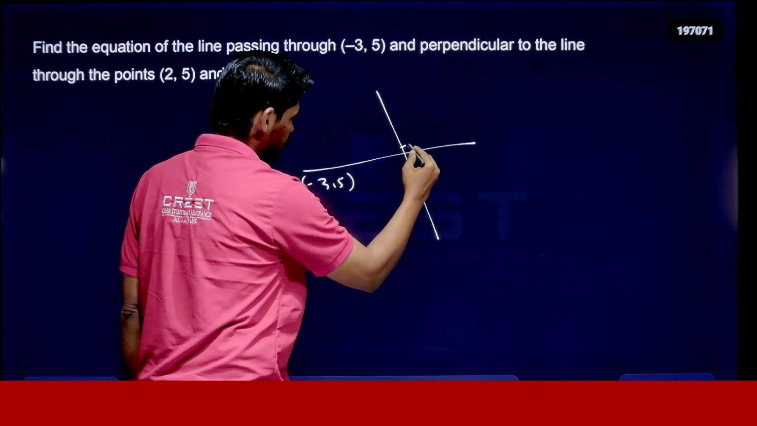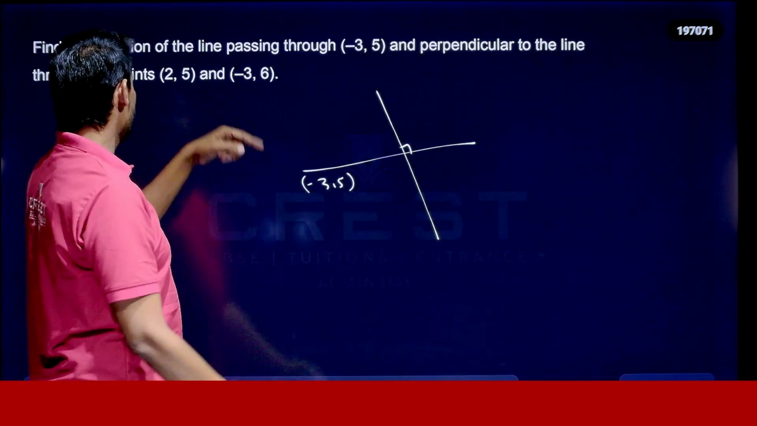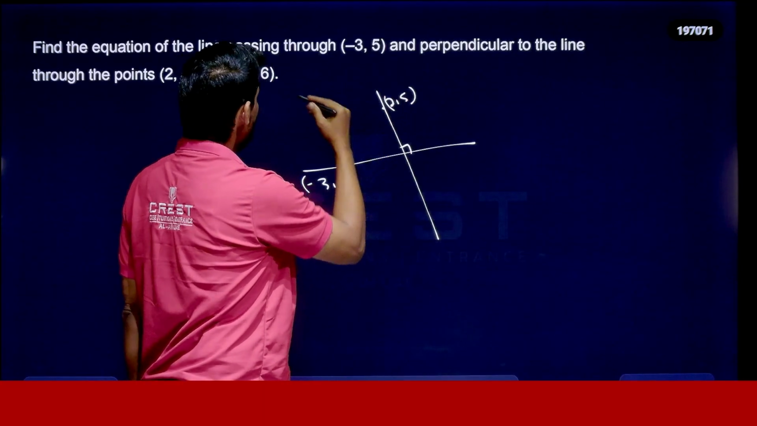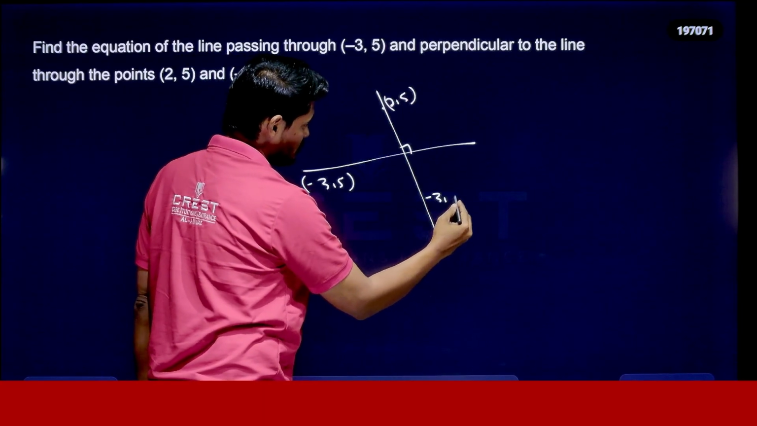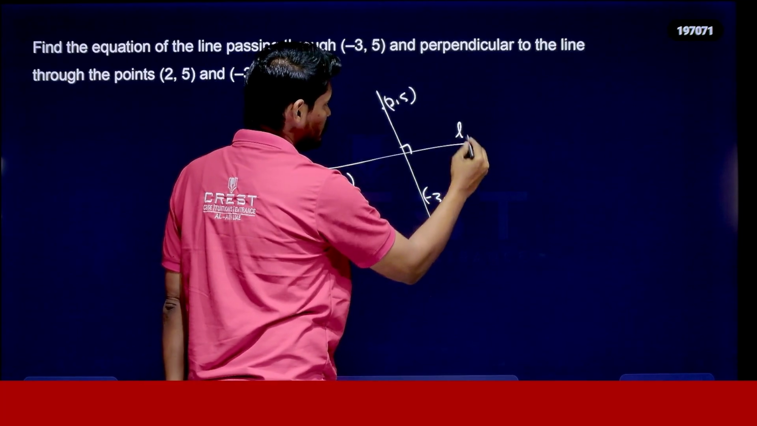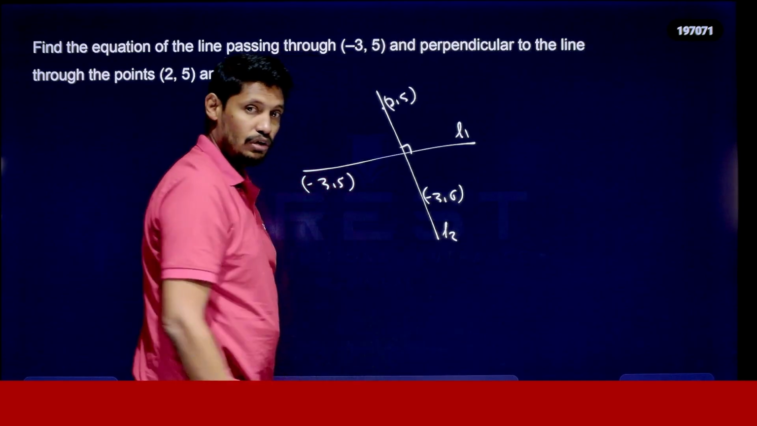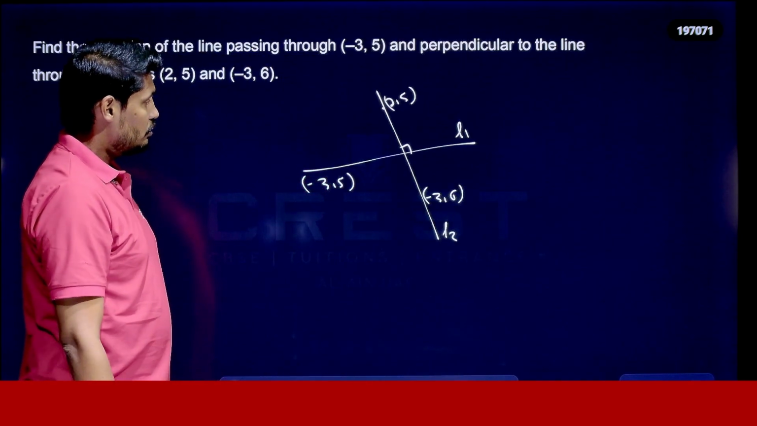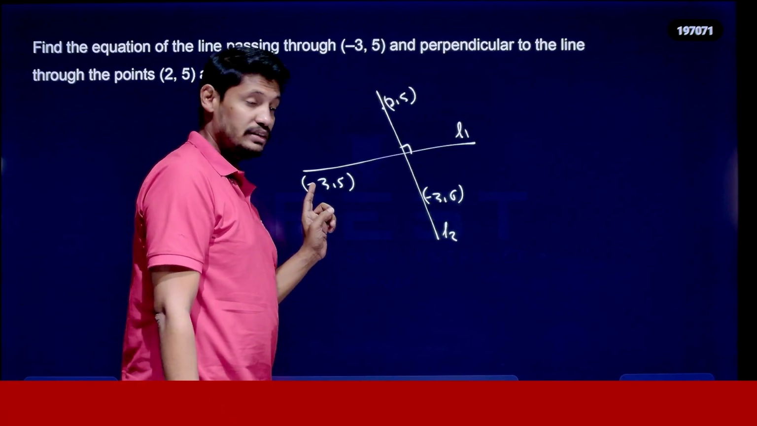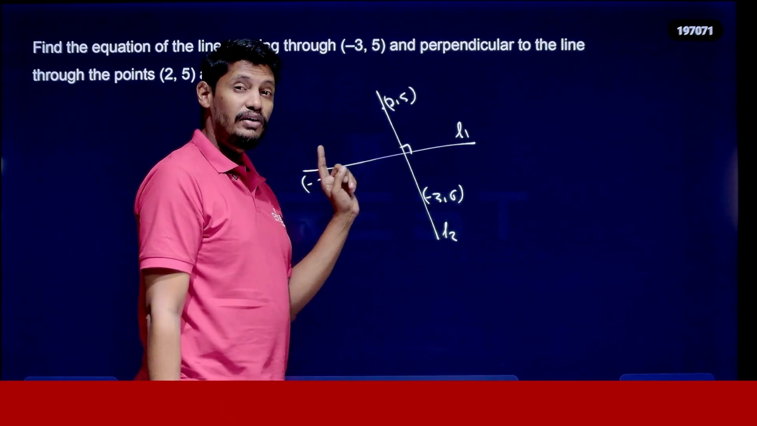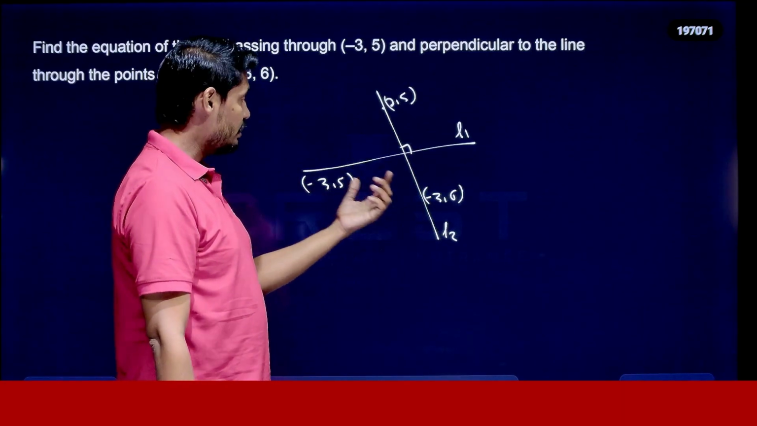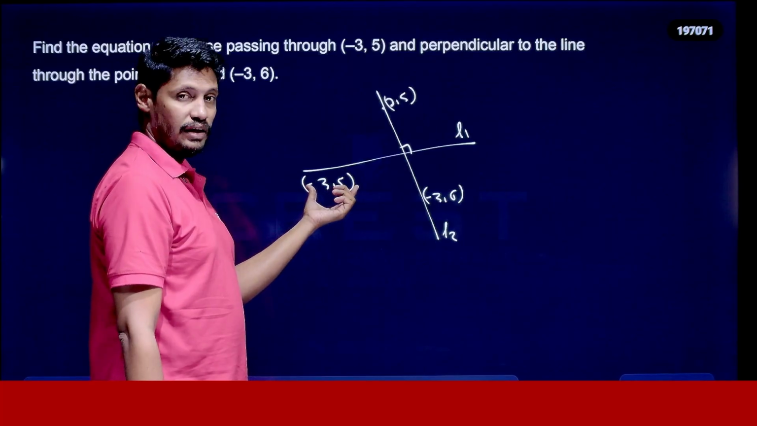So these are perpendicular lines, and this perpendicular line contains the points 2, 5 and minus 3, 6. We have to find the equation of this. Suppose this is L1, this is L2. We have to find the equation of L1. For finding the equation of L1, we have one point, that is minus 3, 5, and we have to find the slope. If you know the slope m, we can easily find the equation of this line L1.